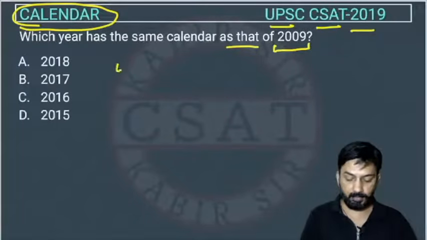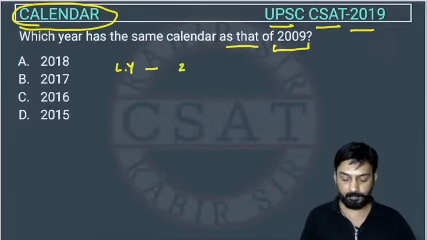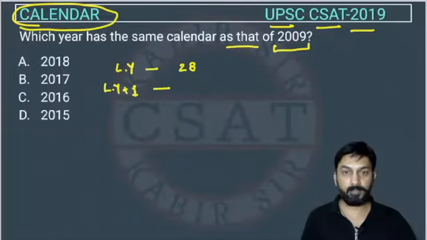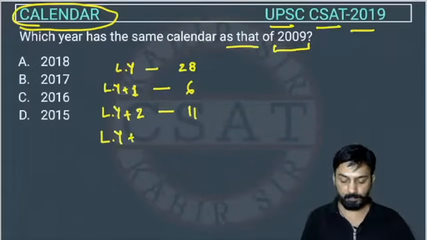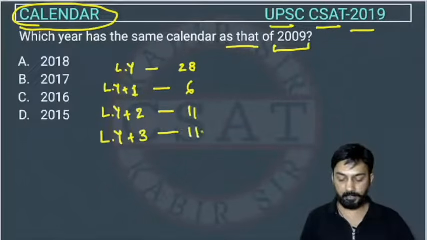That if there is a leap year, then the calendar gets repeated after 28 years. And if this is a leap year plus 1, then the calendar gets repeated after 6 years. And if the year is leap year plus 2, then the calendar gets repeated after 11 years. And if this is a leap year plus 3 years, then the calendar gets repeated after 11 years. So you should remember this thing.